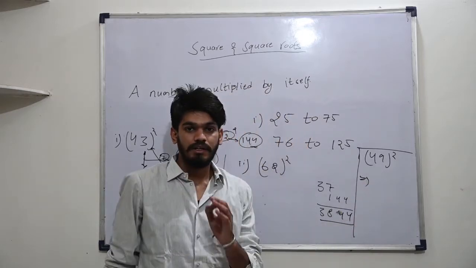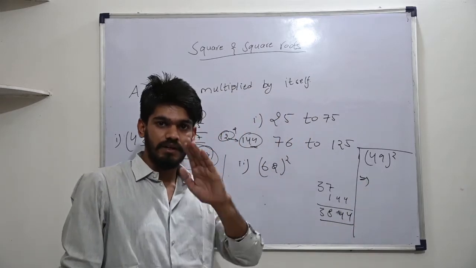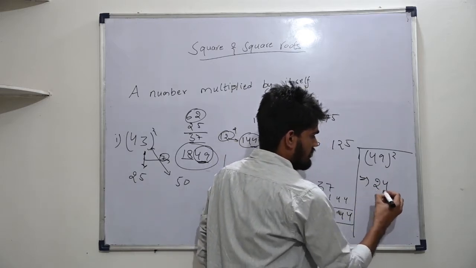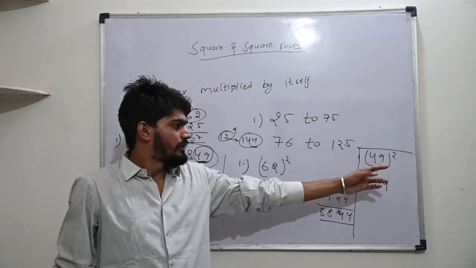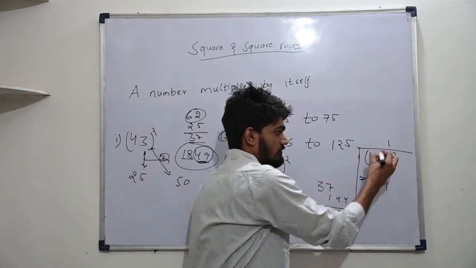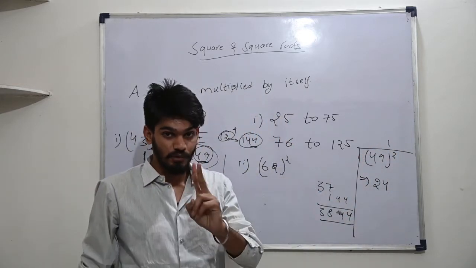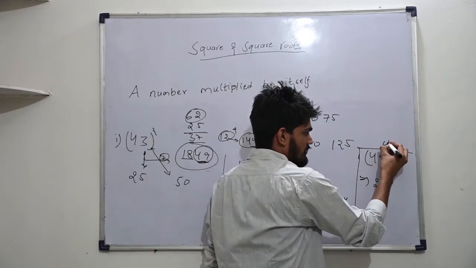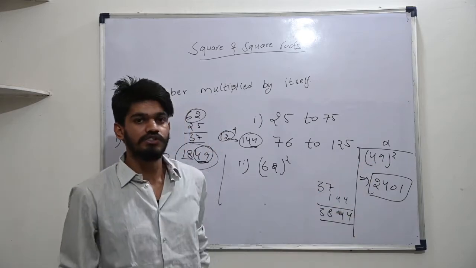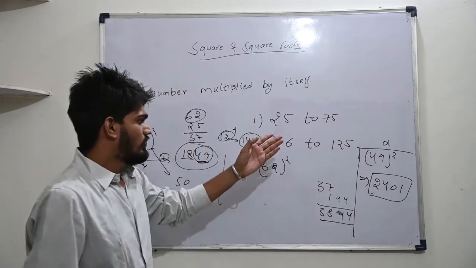First of all, the difference with 25, write this as it is. The difference with 25 is 24. Now the difference with 50 is 1, its square is 1. But as I told you, it should be two digits, so we will write it as 0, 1. And that's the square of 49, 2401. You can check this as well. Okay, that's about squares.